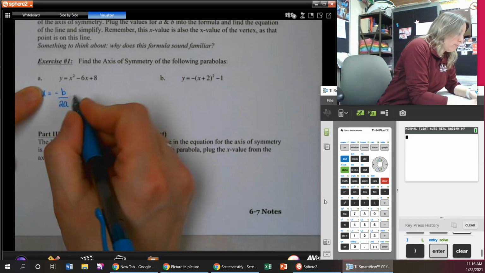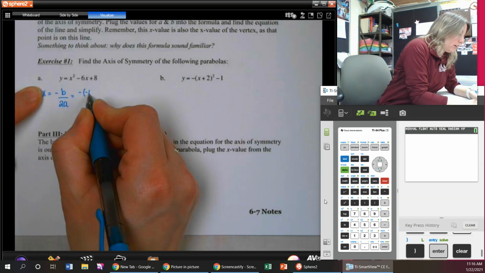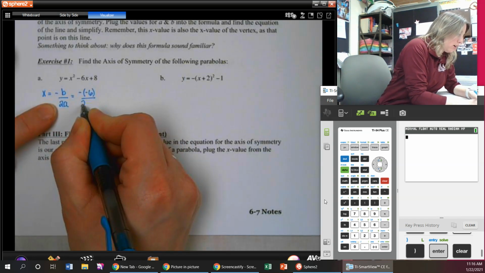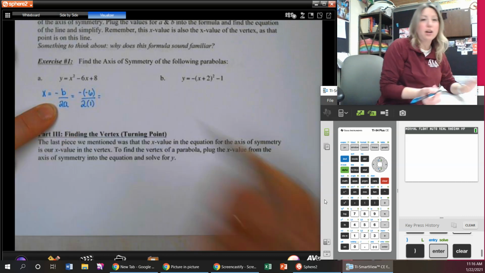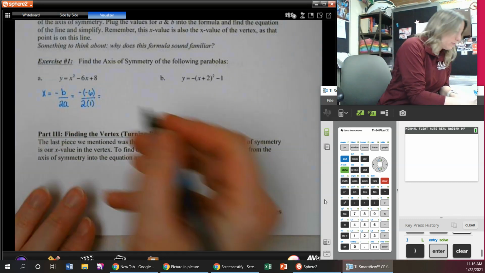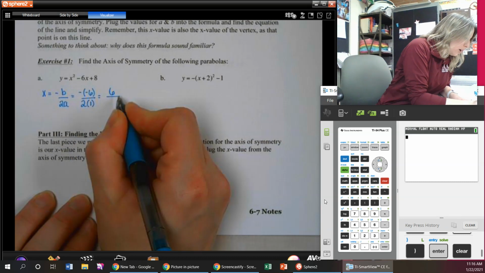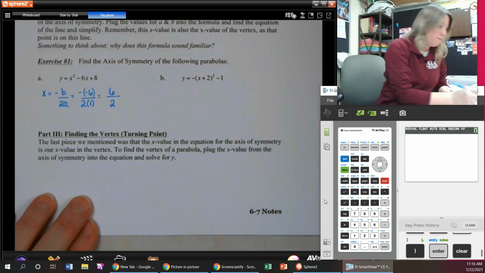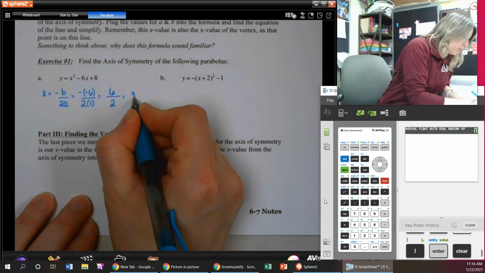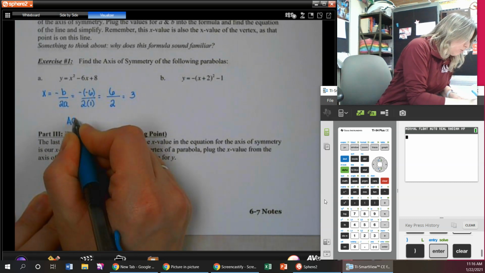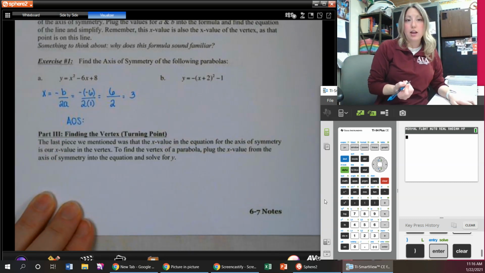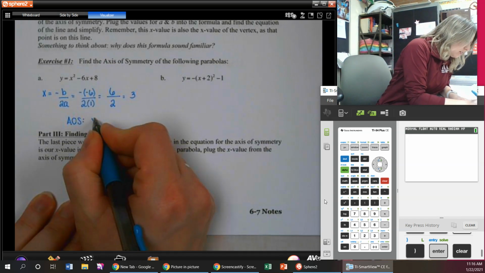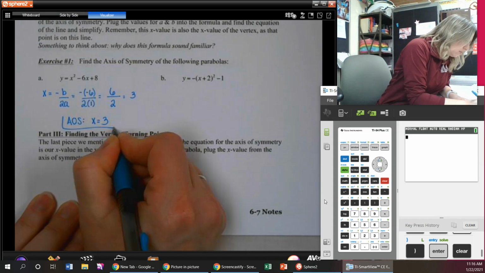So negative of negative 6 divided by 2 times 1. The negative of negative 6 is positive 6. 2 times 1 is 2. If this can simplify, please do. 6 divided by 2 is, of course, 3. So my axis of symmetry, which I abbreviate as AOS, is x equals 3. There's our answer.